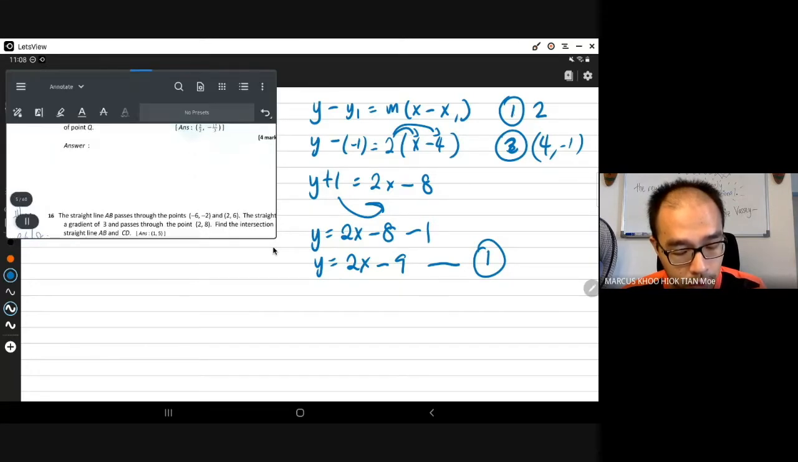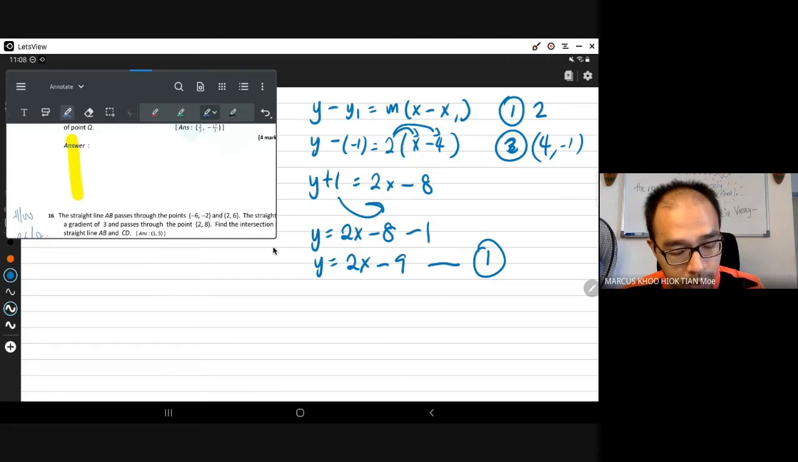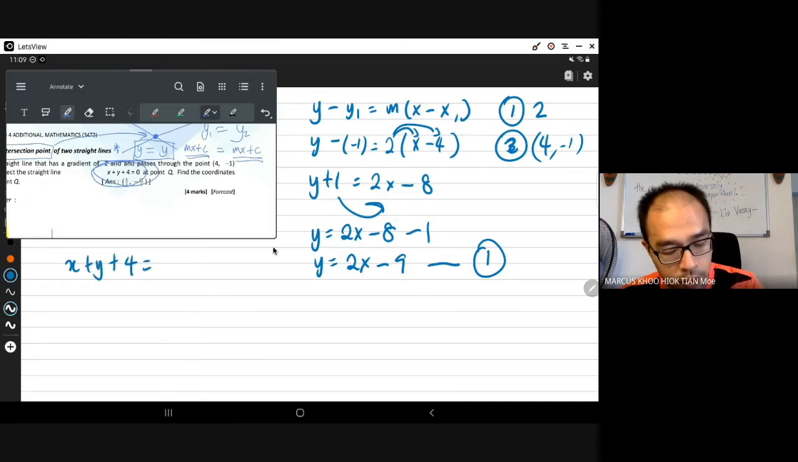Now the question says it intersects the straight line x plus y plus 4 equals to 0. Now let's bring this line over here. x plus y plus 4 equals to 0.